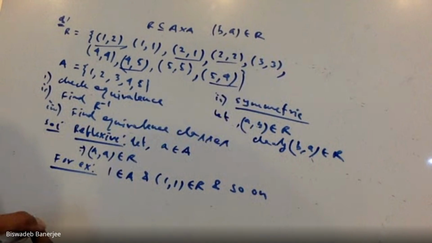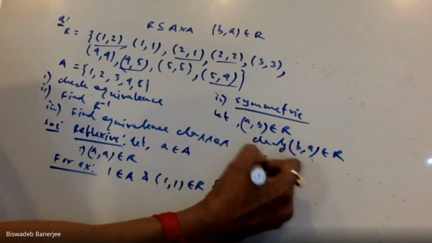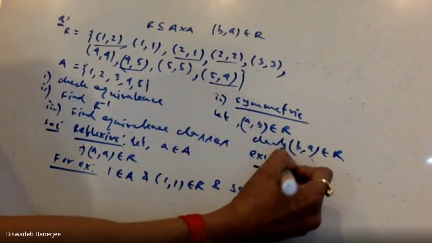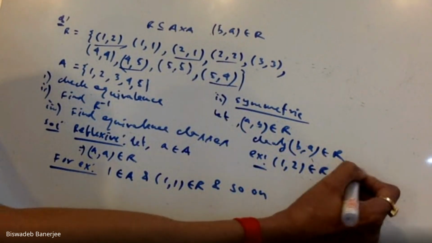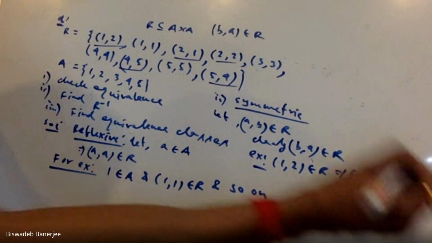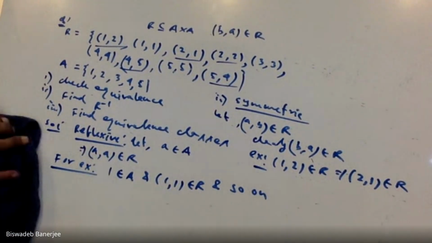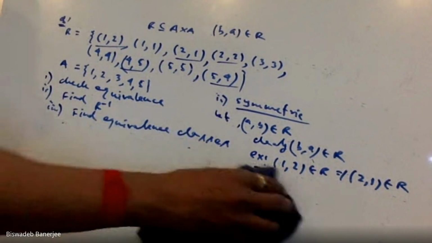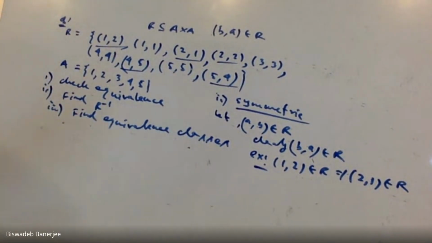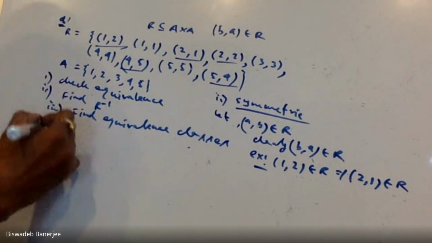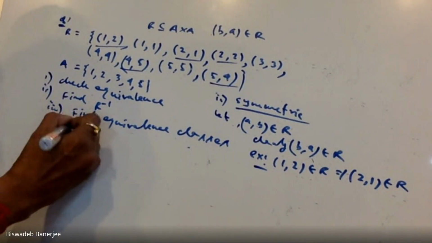After this, you can give an example to get more marks. For example, (1, 2) belongs to R. It implies (2, 1) also belongs to R. Like this, you can see that for each pair, this condition is satisfied. So yes, it is reflexive and symmetric both. And the third point is transitive.